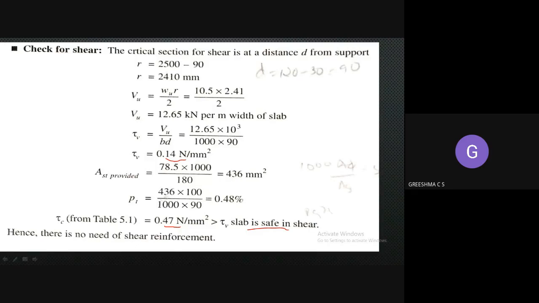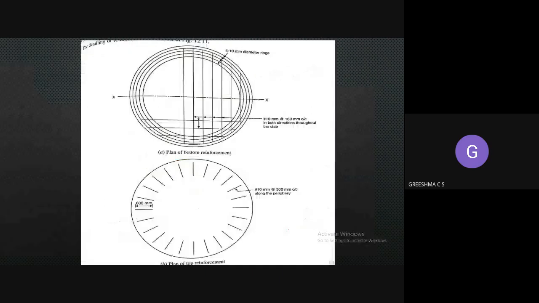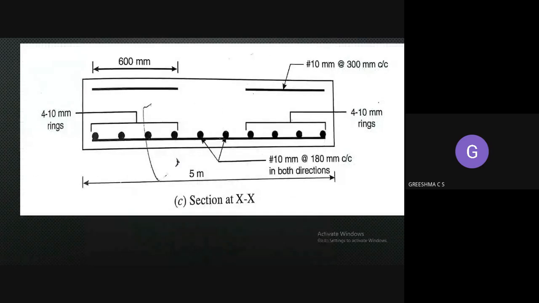So that's the end of the problem. Next we have to draw the reinforcement details. You must have already drawn it. Also you should take a section here. Draw the section. The section will look like this. You can post your names to mark the attendance. Draw this figure and post your name to mark the attendance.